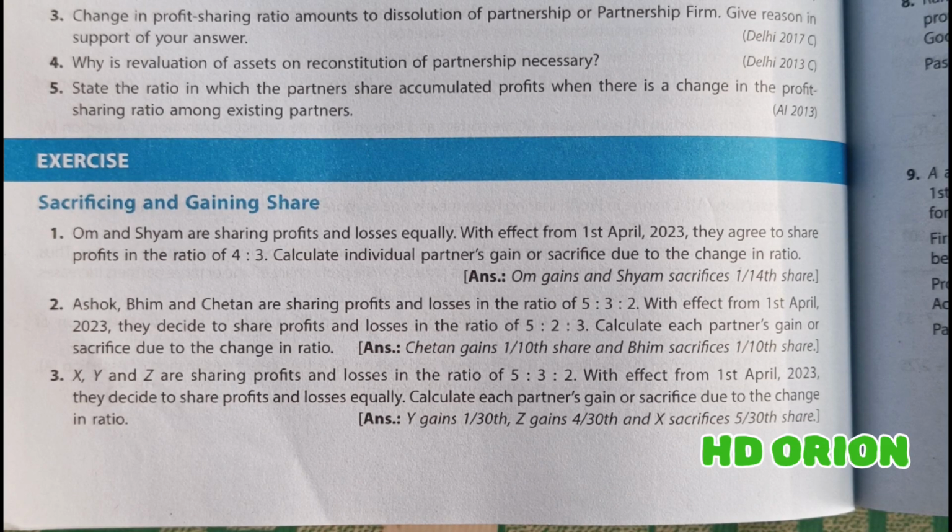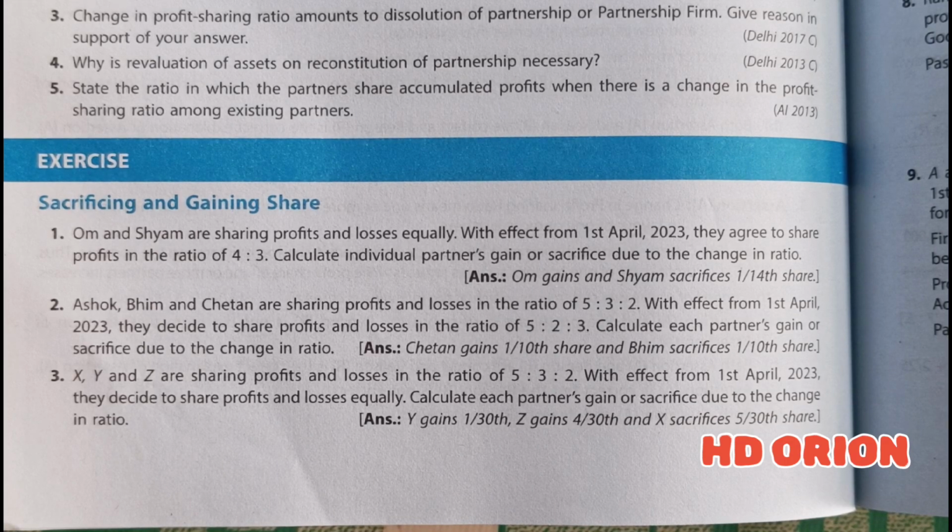So in this chapter, we will first study the sacrificing and gaining ratio due to change in profit sharing ratio among existing partners. You see, it is not a case of admission or retirement or death of a partner. It is a case of change in profit sharing ratio among the existing partners. It means the partners are same, but their profit sharing ratio has changed. So some partner will gain and some partner may sacrifice.